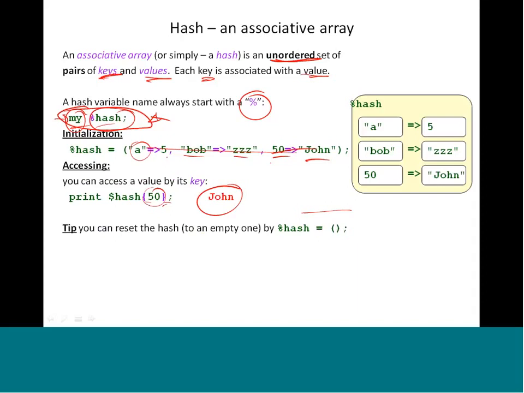Now let's look at how we modify. What happens when we say $h{Bob} is AAA? The value simply changes from ZZZ to AAA.